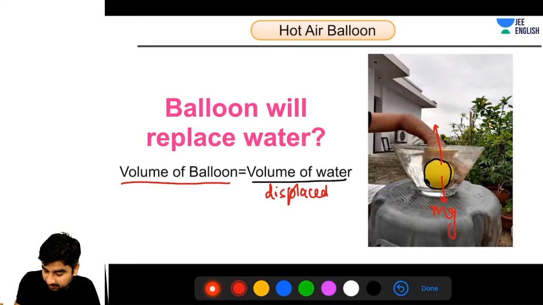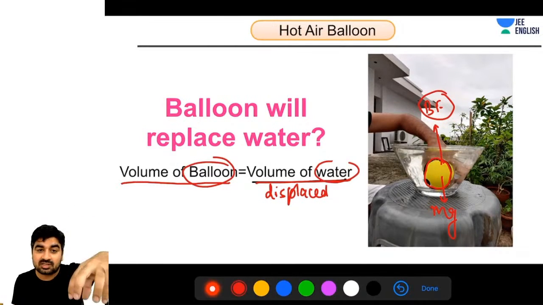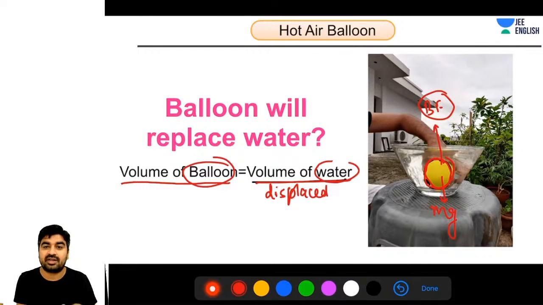When this balloon is inside the water, it experiences two types of force. One is due to gravity and one is called the buoyancy force. That buoyancy force, Archimedes found it. Even we are experiencing buoyancy due to air. So I have just told you that the volume of this balloon is equal to the volume of water displaced, because if this balloon is inside the water, it has displaced the volume of water from this point, right?